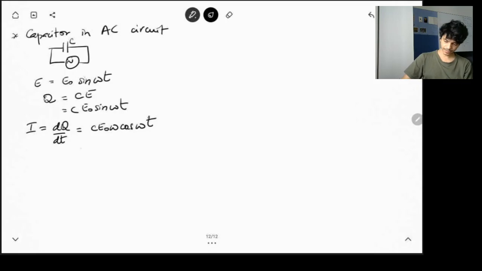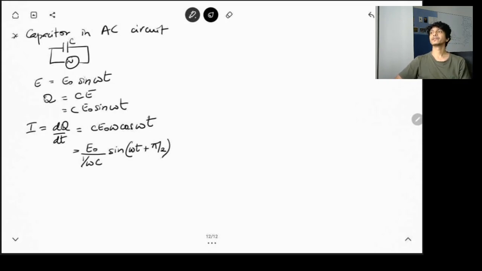And if I want to write this in terms of a sine wave, I write this as E0 divided by 1 over omega C, sine of omega t plus pi by 2, because sine of 90 plus theta is cosine theta. And I'm going to write E0 divided by 1 over omega C as I0. So this is the current across the capacitor.